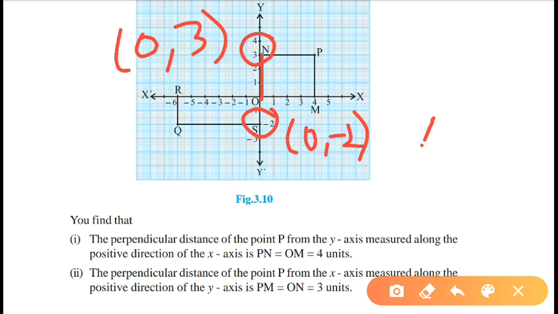Always remember that on the x-axis the y coordinate is 0, and on the y-axis the x coordinate is 0. So these 2 points N and S are lying on the y-axis. That is why the x value is 0 in both the cases.